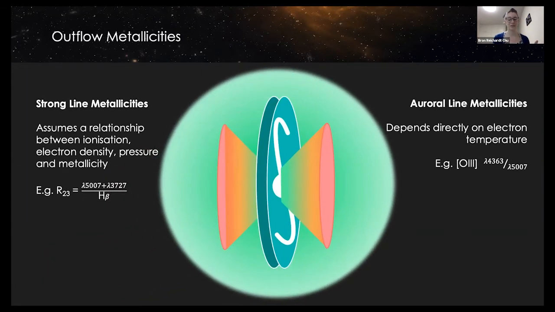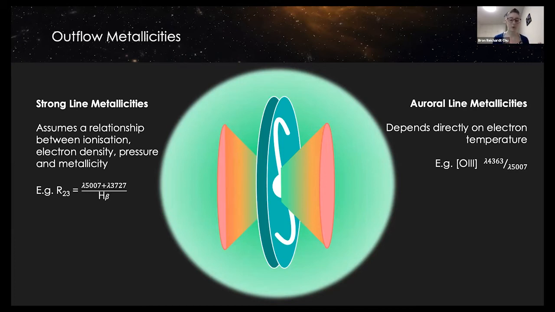So before I start talking about metallicities, I just want to acknowledge that some of you are extreme experts in this area. For the rest of us, here is your one slide refresher. Metallicities are commonly measured in galaxies using the strong-line method. This assumes a model with a particular relationship between the ionization, the electron density, the pressure, and the metallicity.